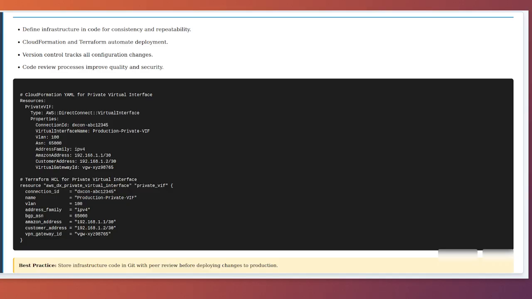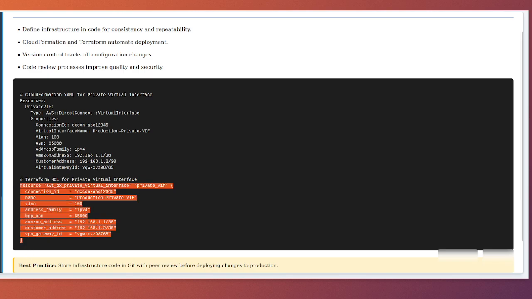CloudFormation automatically determines what changes are needed and applies them. Terraform is an alternative to CloudFormation that works across multiple cloud providers. The Terraform configuration uses HCL syntax, which is slightly different from YAML but follows similar concepts.